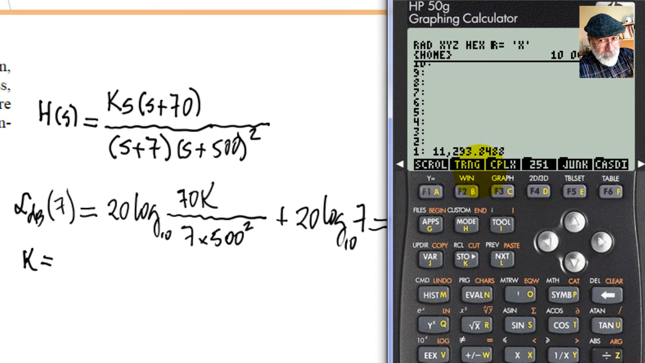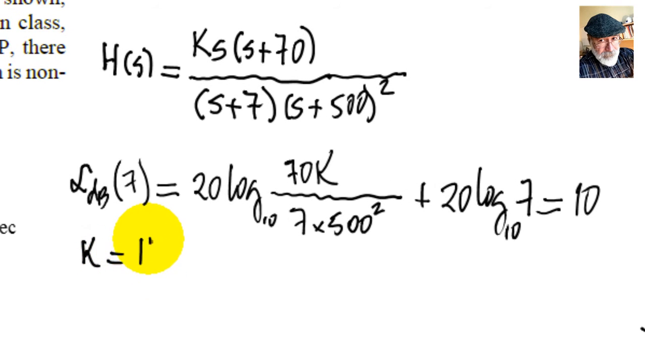That is the value of that constant, 11,293.8. So we're good. We have found what is the value of K.